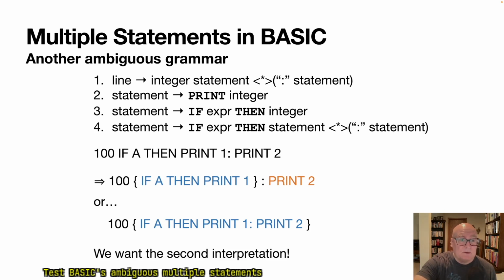If you broke up the top line first, you would say it's an if statement followed by a print statement. If you went from the innermost one, you'd say it's just an if statement with two inner statements, and we want the innermost, the second interpretation.